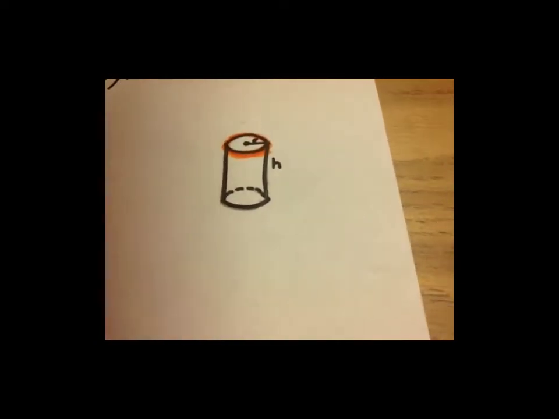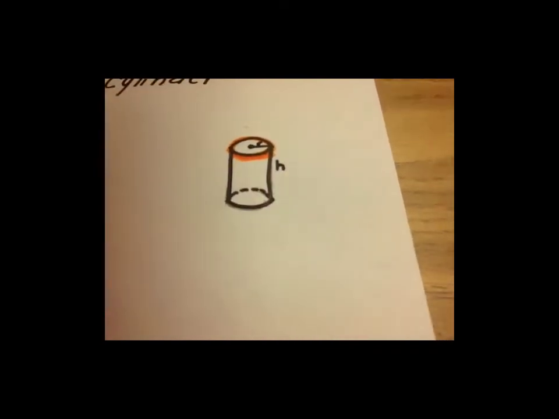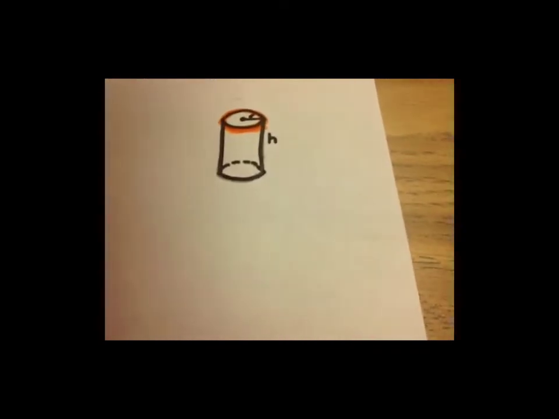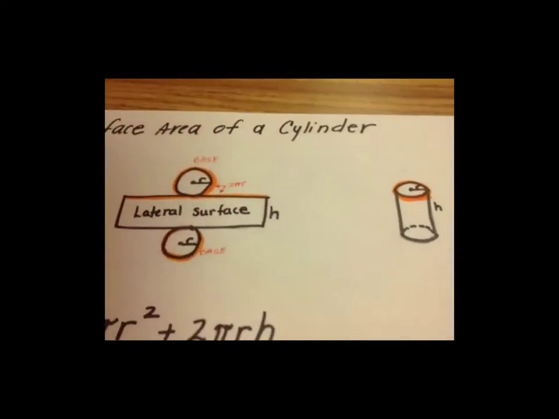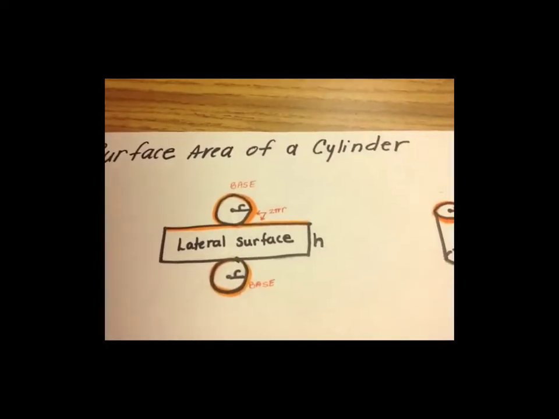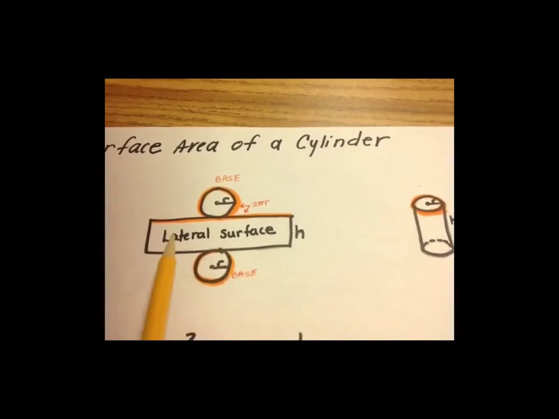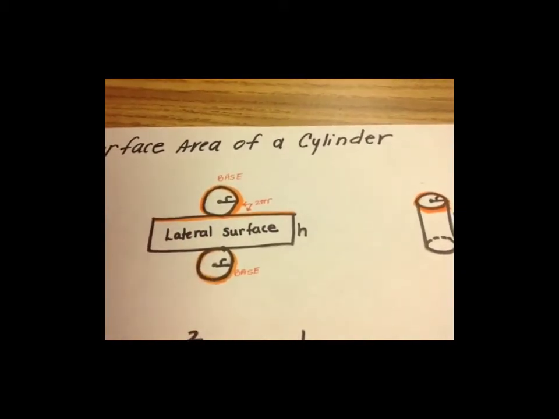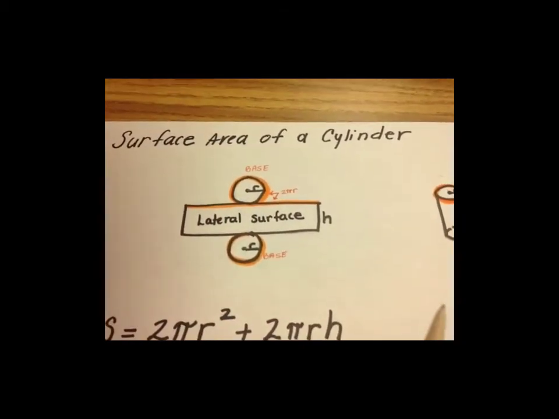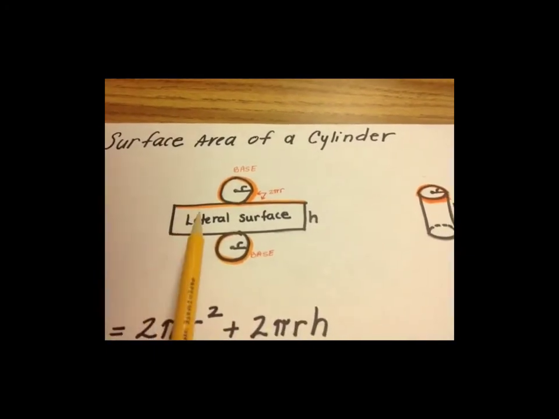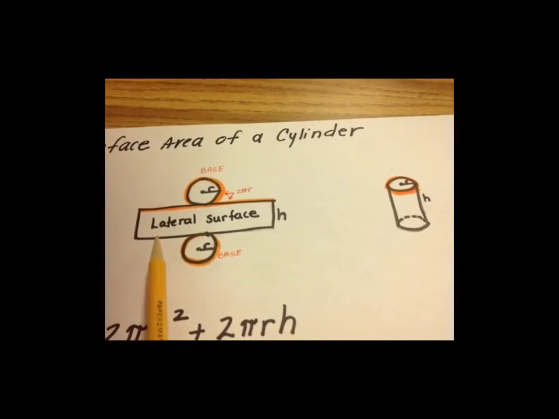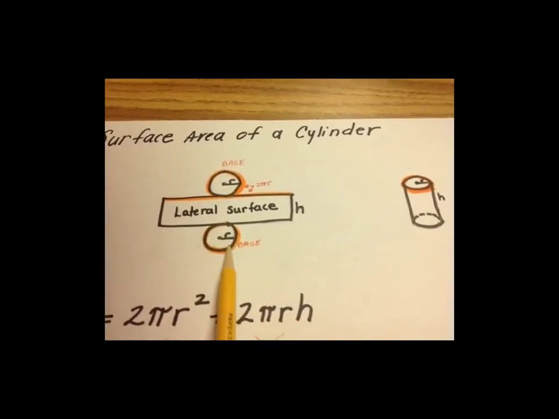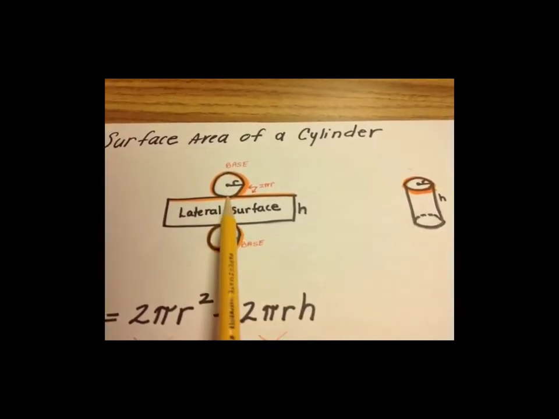Okay, so now we're going to talk about finding the surface area of a cylinder. And just like we did with the prism, we're going to look at the net of a cylinder. So the net of the cylinder looks like this. We have a rectangle here and two circles that are the bases. So to find the surface area of a cylinder, we obviously need to find the area of this rectangle here, and then the area of your two circular bases.